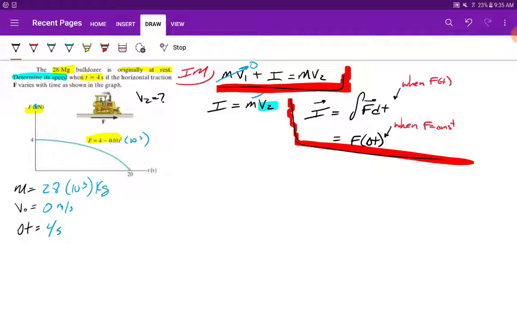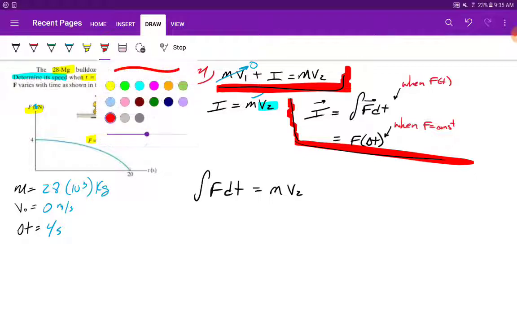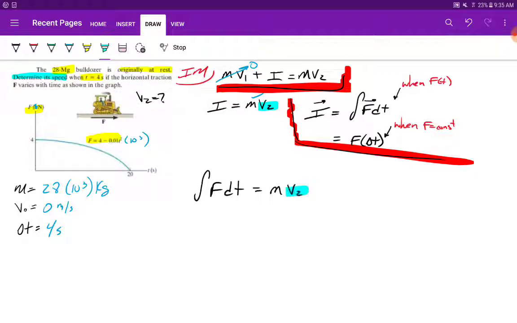All we have to do now is plug in for I. So I can now write the integral of F dt equals mass times v2. All right. I'm looking for v2. Let me just divide the mass over. So I'll put divided by m. Move the m. All right. And all I have to do now is plug and chug, do my calculus.